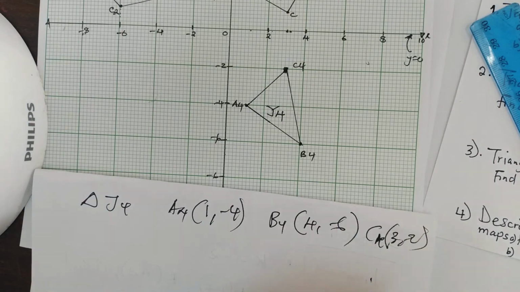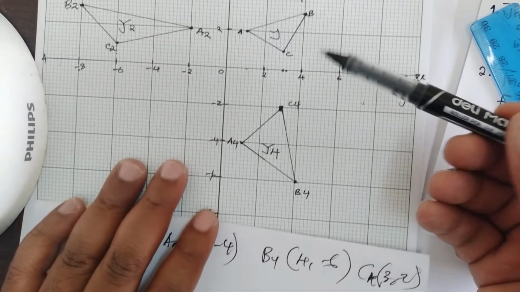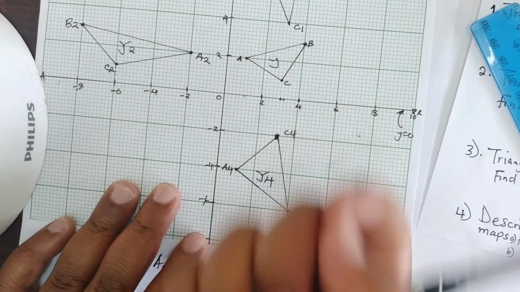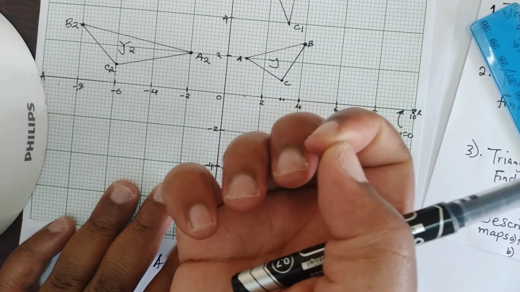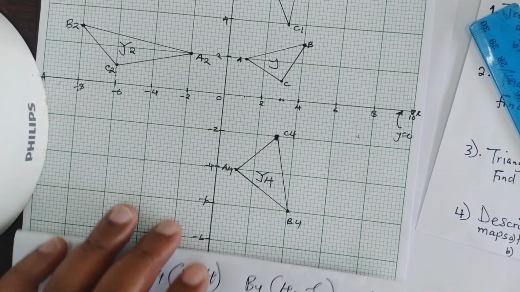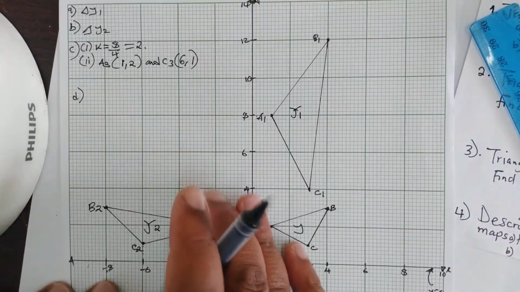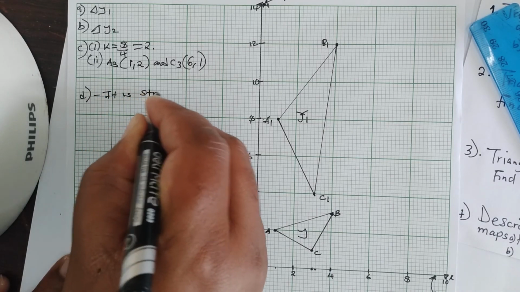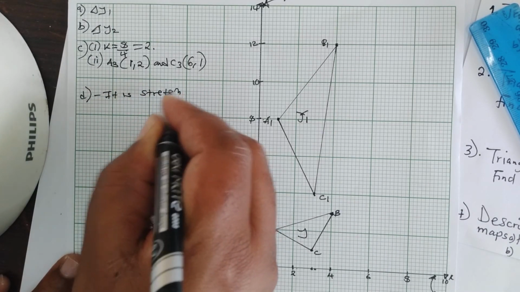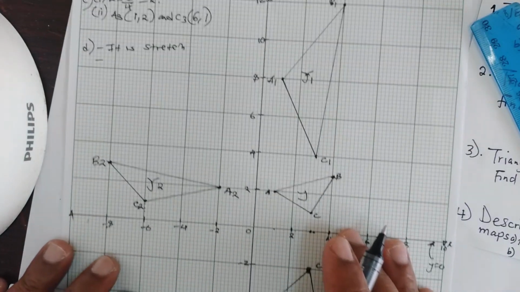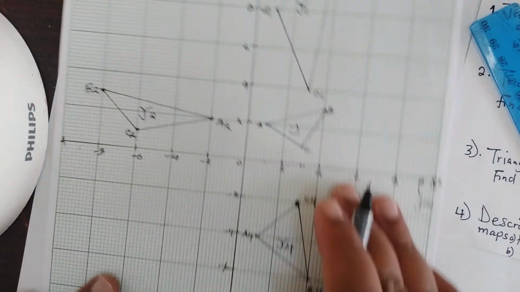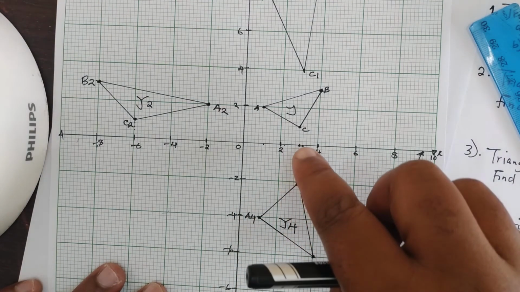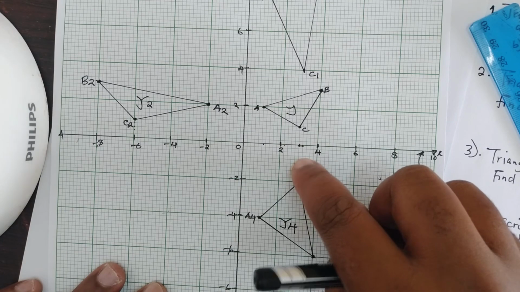So we can see that from this diagram to this diagram, there's a pull here. It is a stretch downwards. So you know that it is a stretch, and you must write that when describing. But for you to describe a stretch, you need to give the invariant line. You can see that here you are pulling it downwards along the y-axis, which is perpendicular to the x-axis. So the invariant line here is the x-axis.